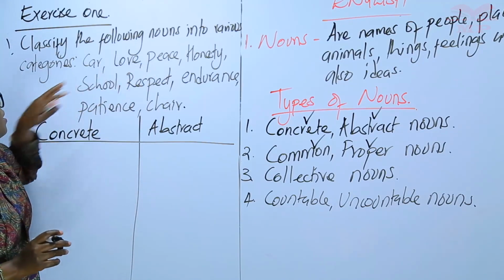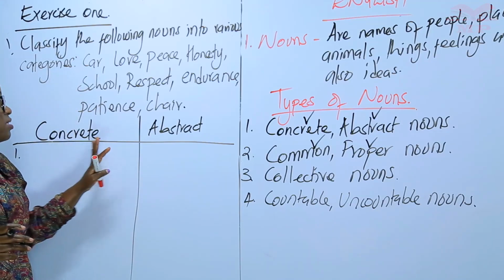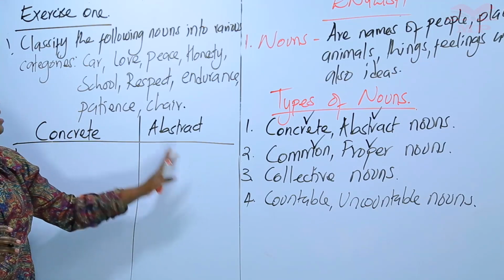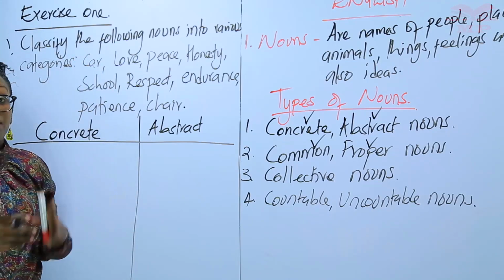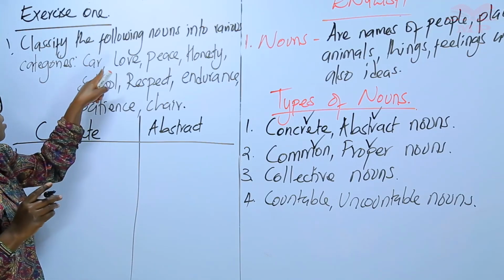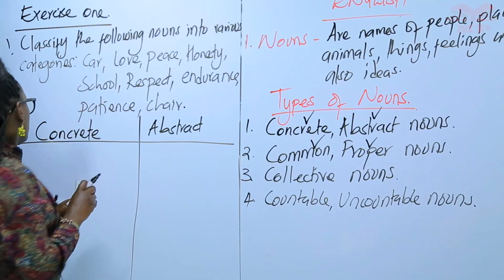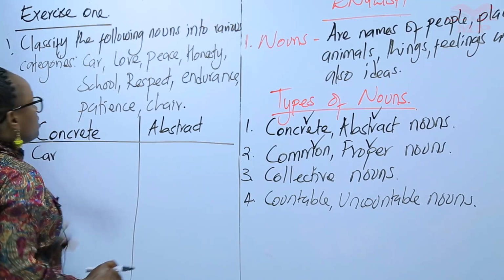I'm going to do one for you so that you know what you're supposed to do. So for example here, the first noun is car. Is car a concrete noun or is it an abstract noun? Is this something that has a physical existence? You can see it and you can actually touch it. I believe the answer to that question is actually yes. So automatically the word car becomes a concrete noun.